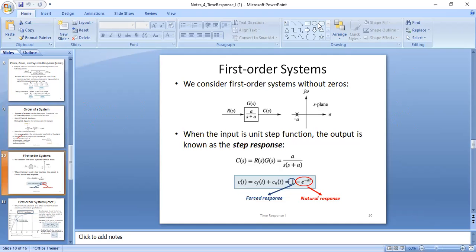Moving to this question. First order system means in differential equation you have order 1, right? Order is 1. So here we have assumed that suppose our g of s is nothing but a upon s plus a, right? This is the general transfer function for a first order system.